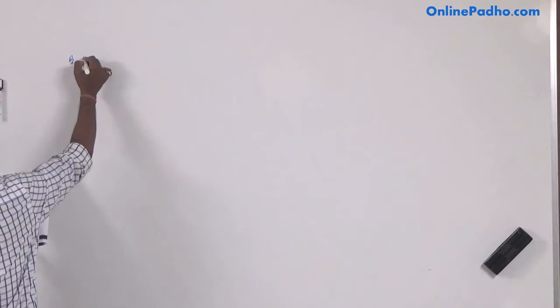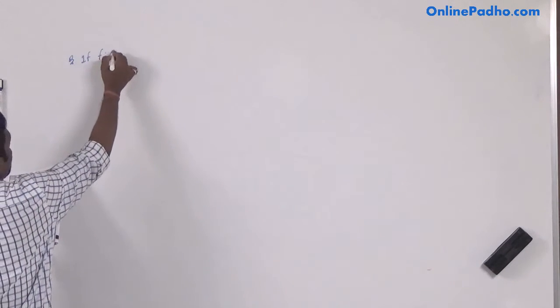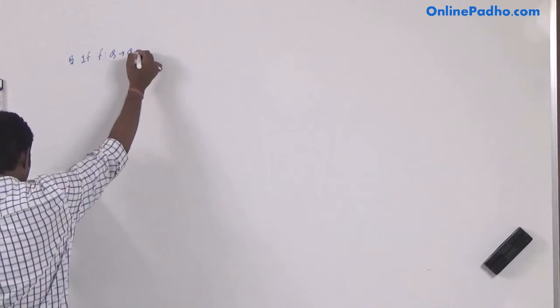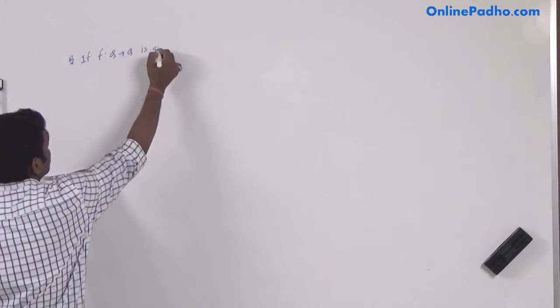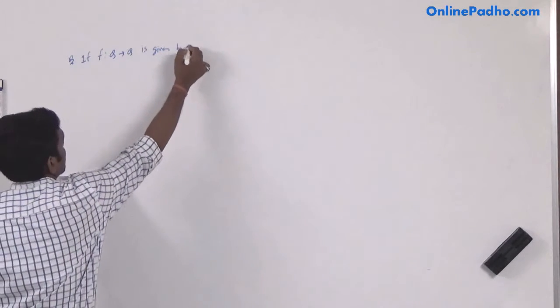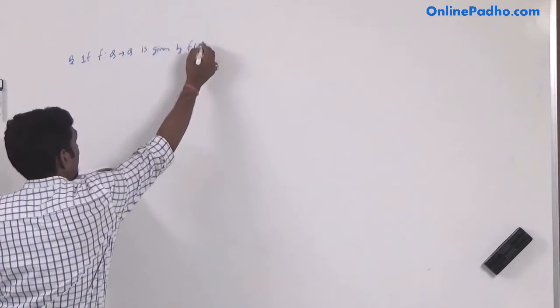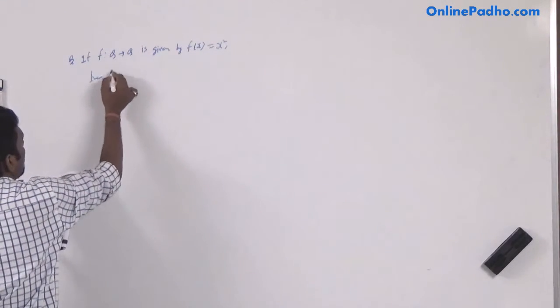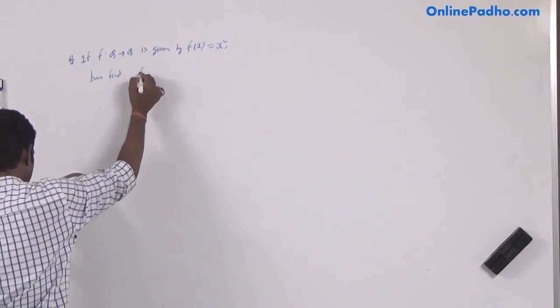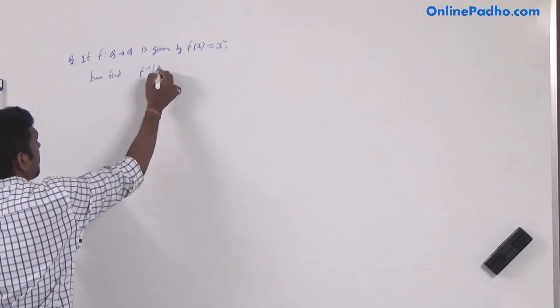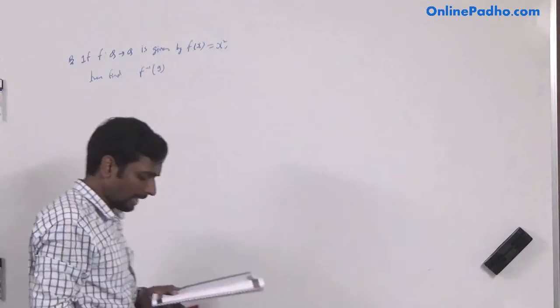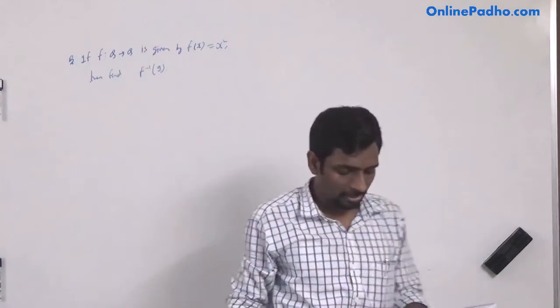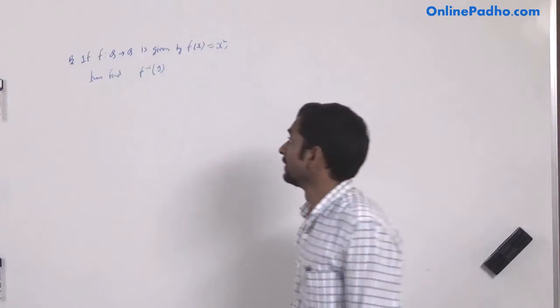The question is: if f from Q to Q, rational number to rational number, is given by f(x) = x squared, then find f inverse of 9. Can you find f inverse 9 here? It's very simple. You have to find f inverse 9.